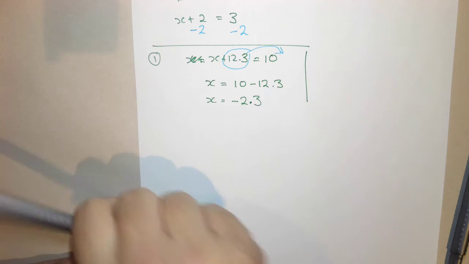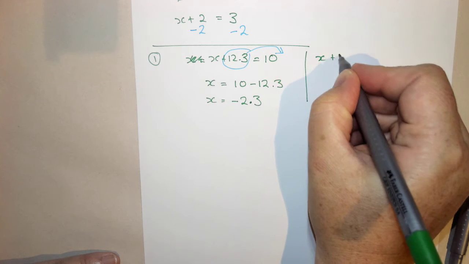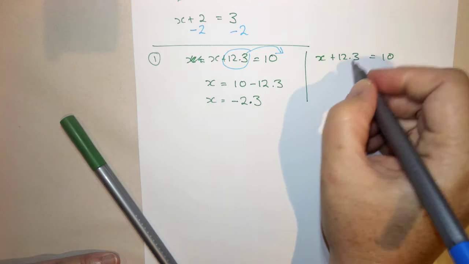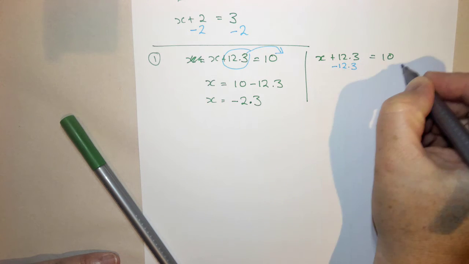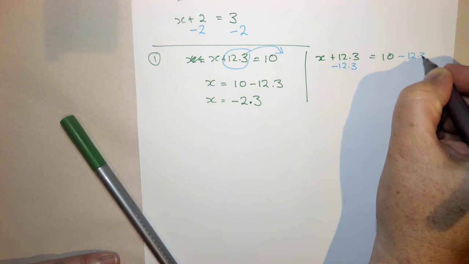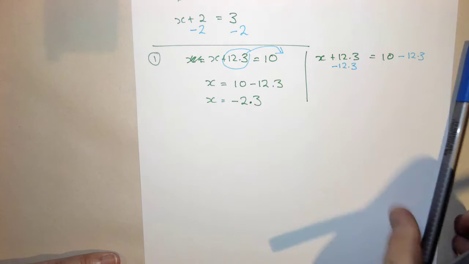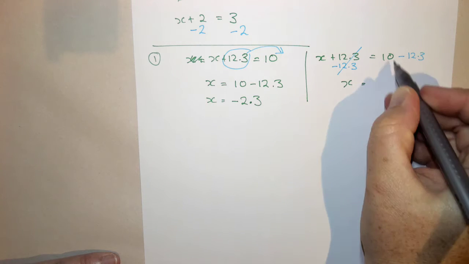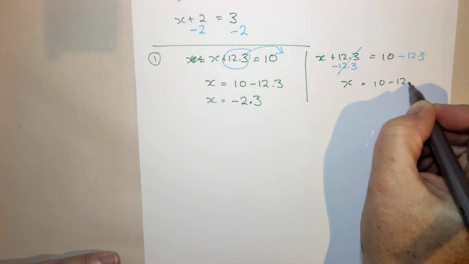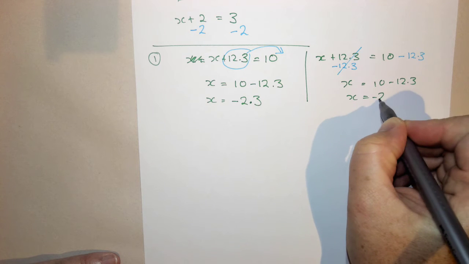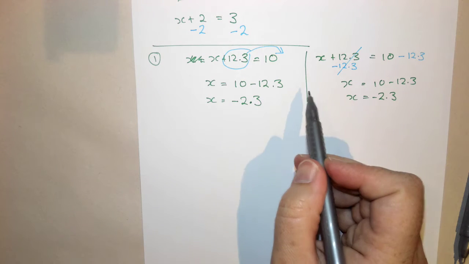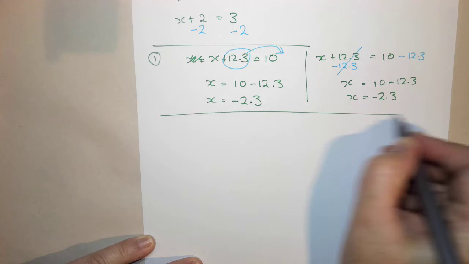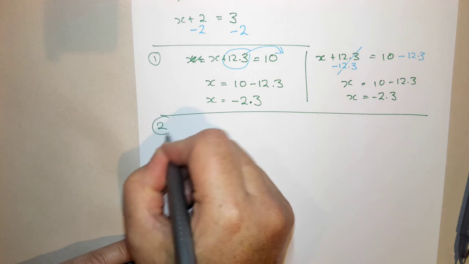Another way that you could have done the working is to say x plus 12.3 equals 10, and now I want to subtract 12.3 from that side and subtract 12.3 from that side. These two will cancel to leave me with an x on the left and 10 take away 12.3, which is negative 2.3. So there were two alternative ways that you could show that working for this question. Okay, let's have a look at number 2.